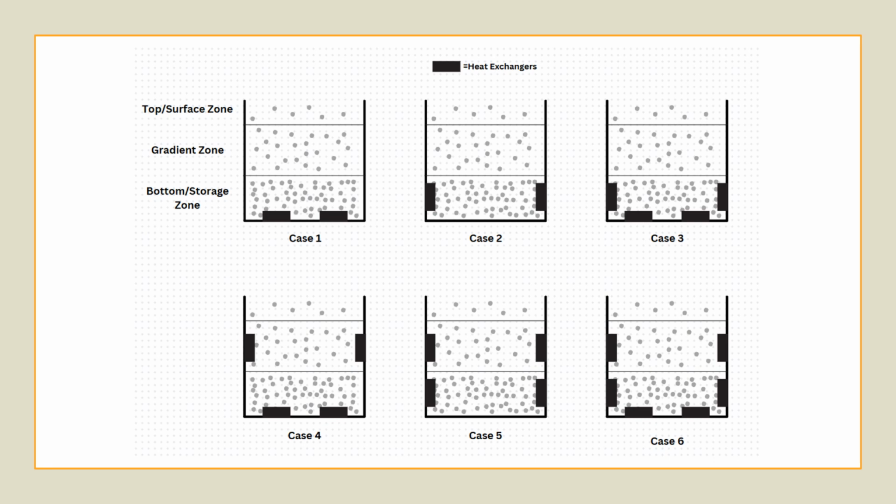Another study exploring the effects of heat extraction from the gradient zone found that extraction from the gradient zone in addition to the storage zone can increase the thermal efficiency of a solar pond by up to as much as 50%. Based on these two findings, the best locations for heat exchangers in a solar pond may be those of case 5, a combination of lateral heat exchangers within the storage zone and the gradient zone.